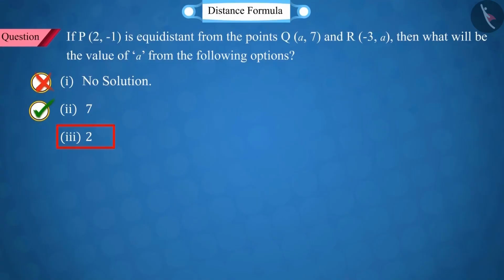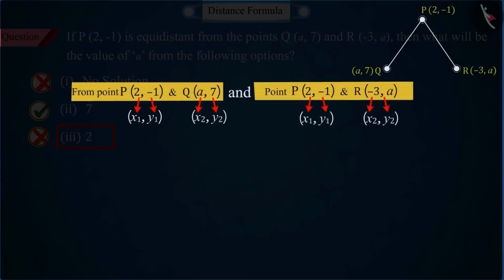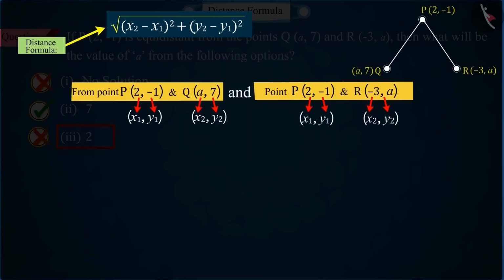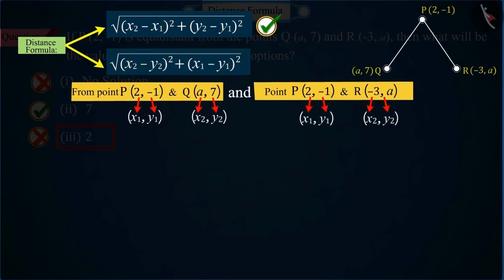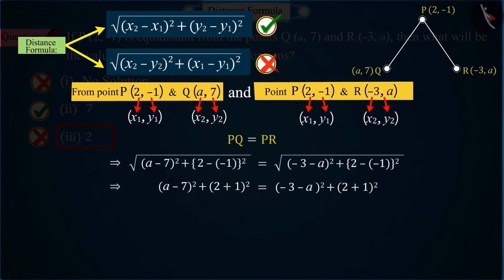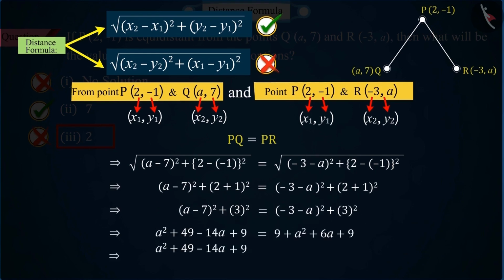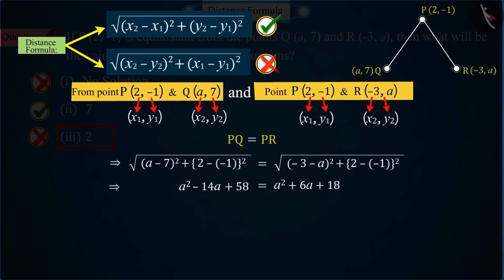If you have selected option 3, then it is also a good try. But this is also the wrong answer. Because in place of the square root of the square of x2 minus x1 plus the square of y2 minus y1, we put the square root of the square of x2 minus y2 plus x1 minus y1, and on the same basis, you solve it further. Because of which, you get the wrong answer.